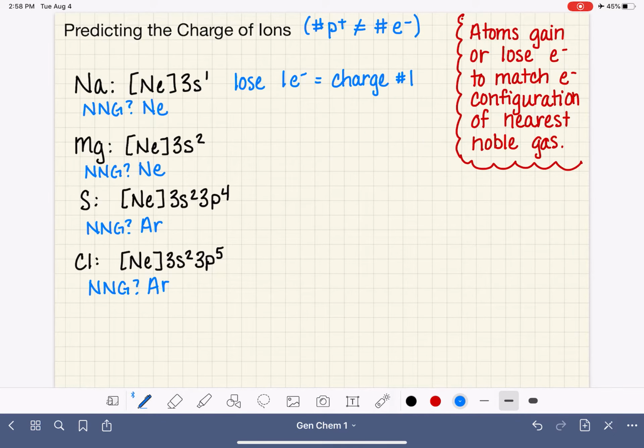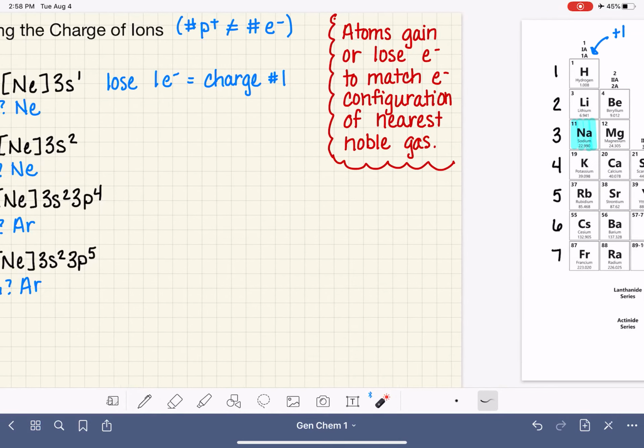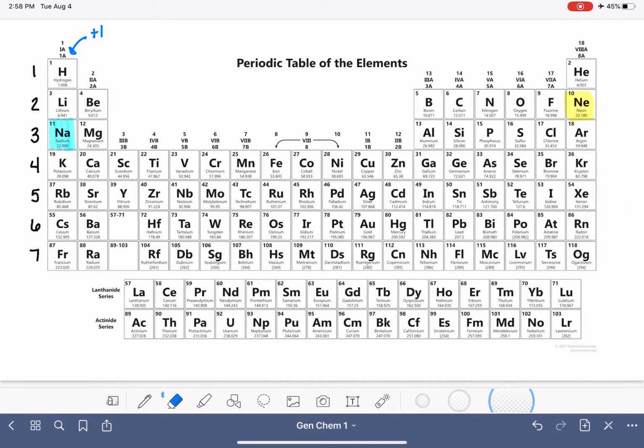Let's go back and take a look at our next atom, which is magnesium, and its nearest noble gas, which is neon. So back to the periodic table again, and let's focus again on magnesium.